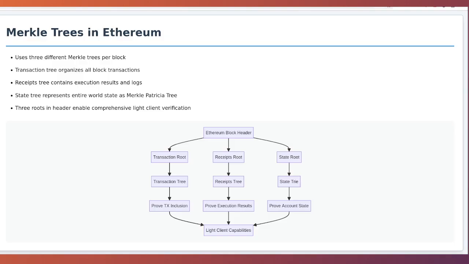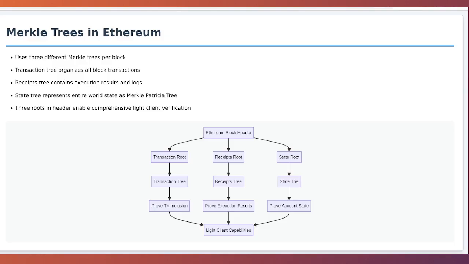This allows proving what any account's balance or storage was at any point in history. Ethereum actually uses a variant called a Merkle-Patricia tree, which combines a Merkle tree with a Patricia tree data structure. This provides efficient updates and lookups while maintaining the verifiability properties of Merkle trees. It's optimized for Ethereum's need to frequently update the state tree as transactions modify account balances and smart contract storage.